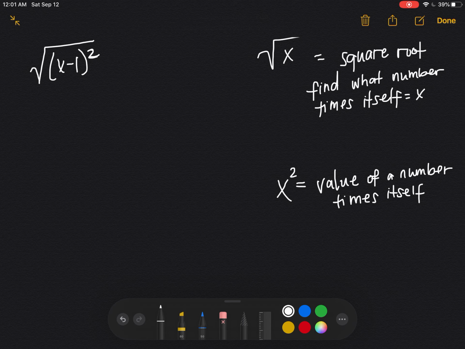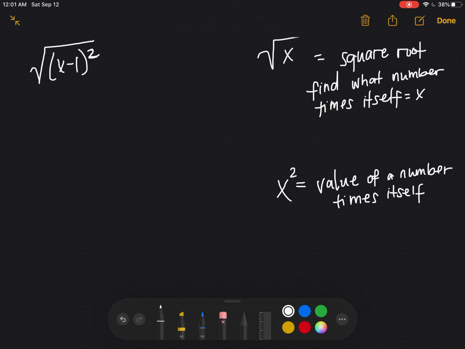Hey everyone, so today we're going to talk about our first requested video, and we're going to talk about the square root and the square of a number and what exactly that difference is. So the requested question is over here on the left, and it is asking what is the square root of x minus 1 squared. So before we get into that, I'm going to talk about, very briefly, the difference between the square root and the square of a number.